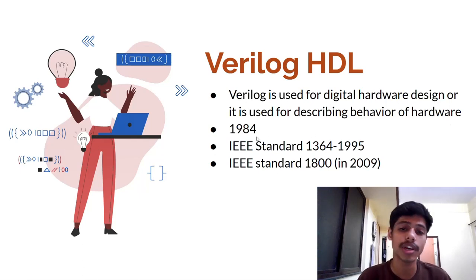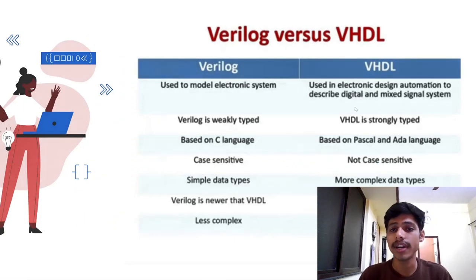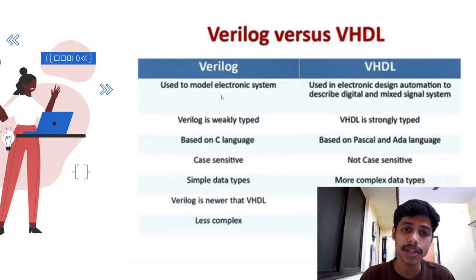This language was developed in 1984 and further modifications were done in this language and it came into IEEE standard. It got IEEE standard 1364 in 1995 and more modifications came in 2005 even, and after that in 2009 it came with IEEE standard 1800. So what are the Verilog and VHDL differences we will discuss here.